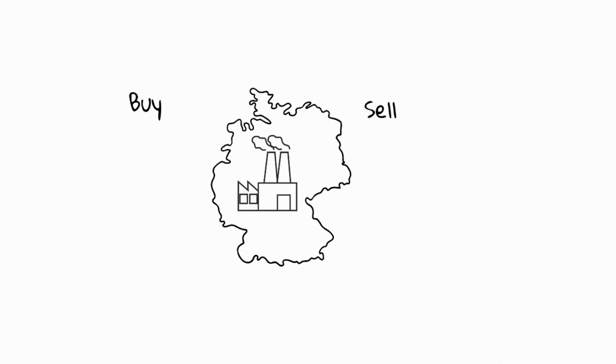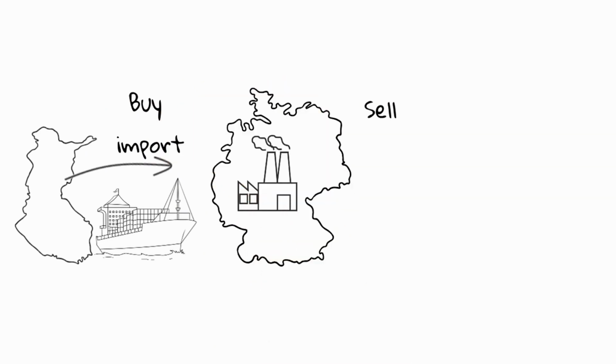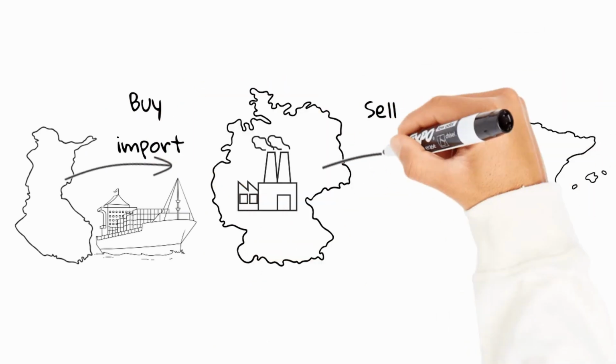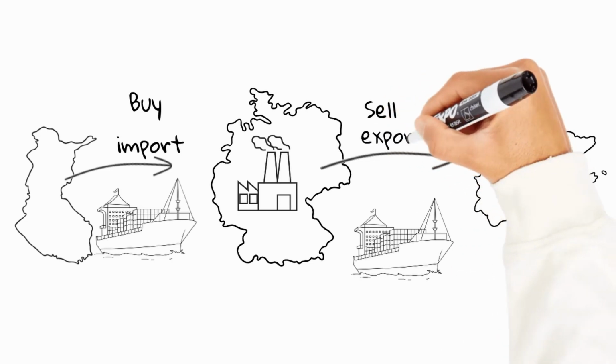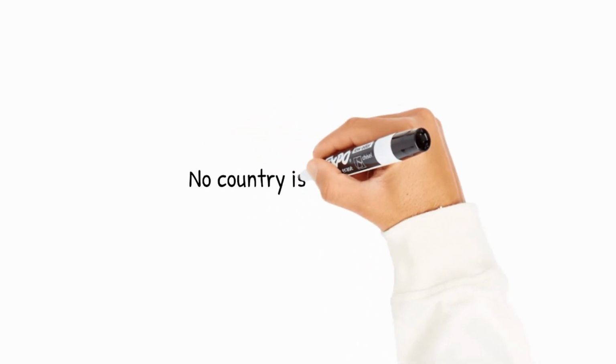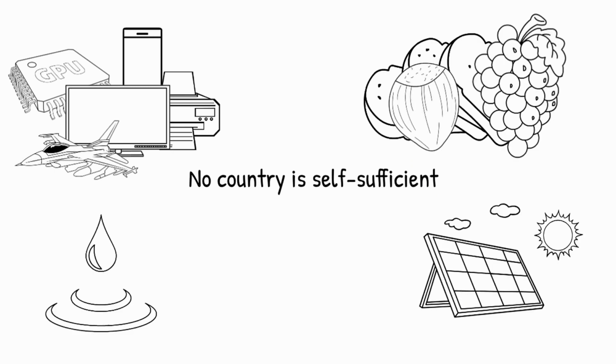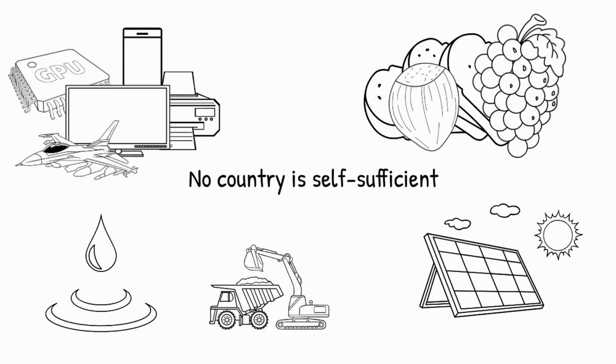When a product or service is bought from another country, it is import. On the other hand, selling a product or service to another country is export. So why do we export and import? It is a clear fact that no country is entirely self-sufficient in terms of meeting its technology, food, energy, natural sources, and raw material needs.